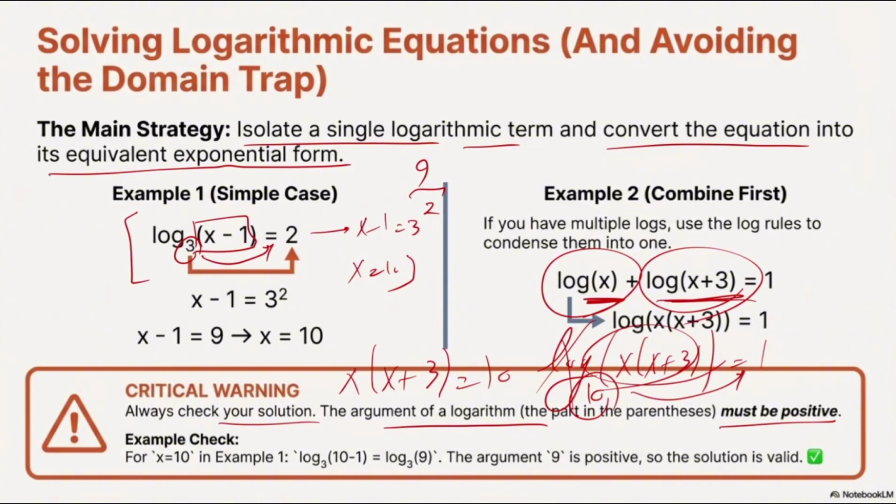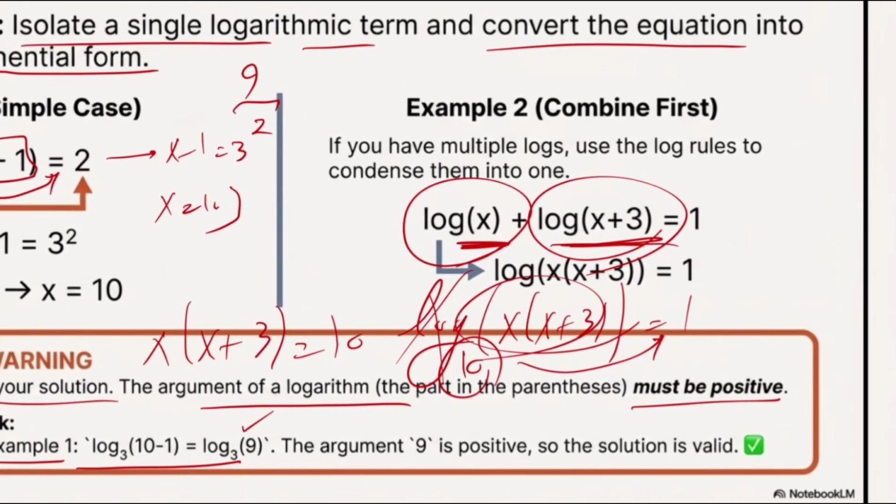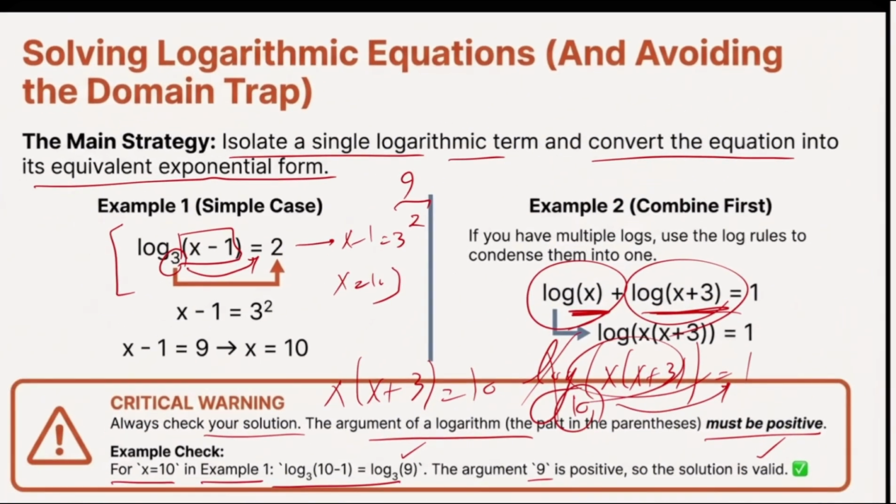So for this point, for instance, we see that I do have x equals 10 as my answer. For example number 1, I'm going to use it and check. Everything is okay. And also the 9 is positive, so everything is going to be valid.